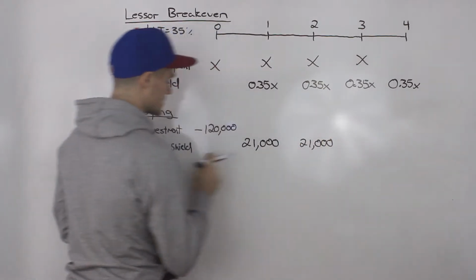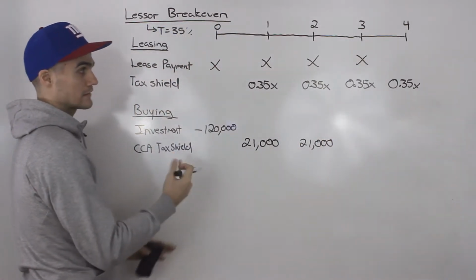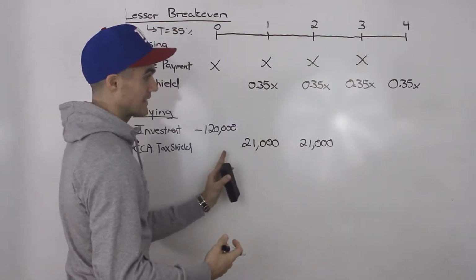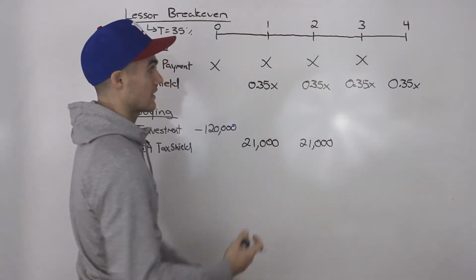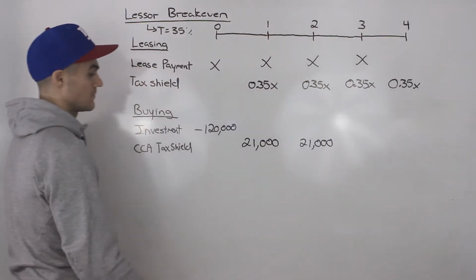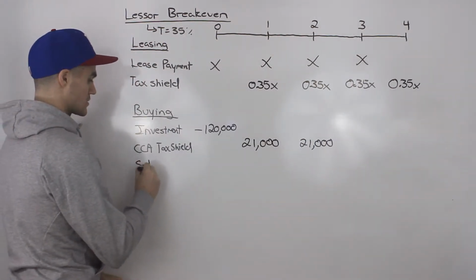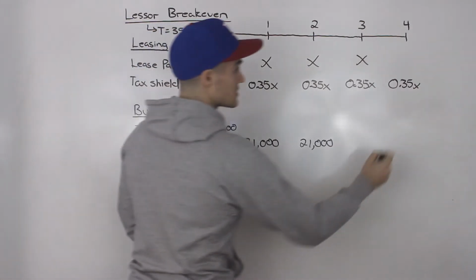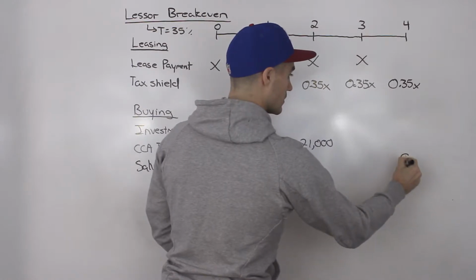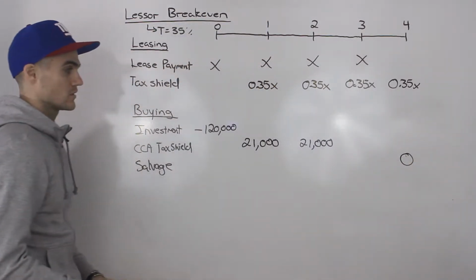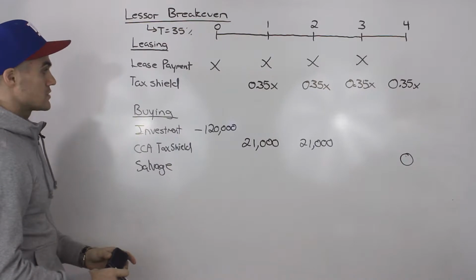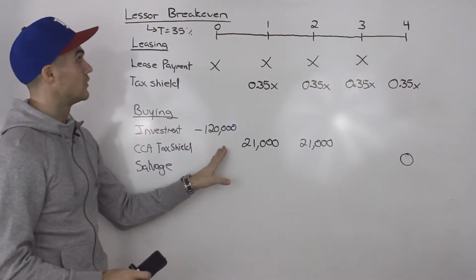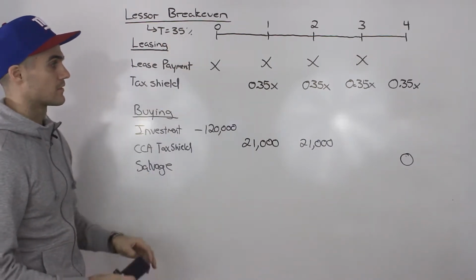And again, because this is a tax shield, we assume we're filing the taxes at the end of each year. Hence, these tax shields are happening at the end of the first year, at the end of the second year, at times 1 and 2. And then with buying, there's also a salvage value. And the salvage value in this case is just 0. So in time 4, that row is going to be 0. So these are the cash flows involved for the lessor.